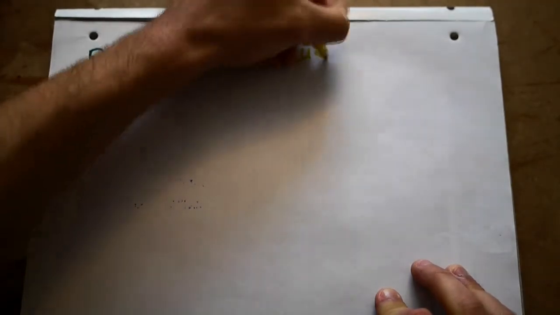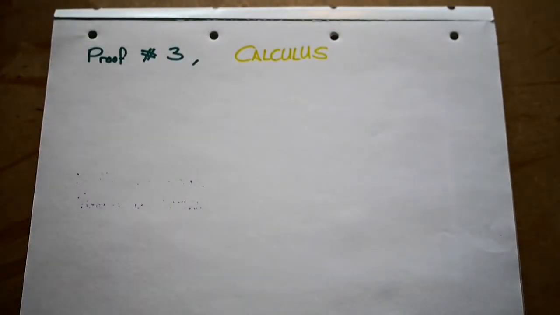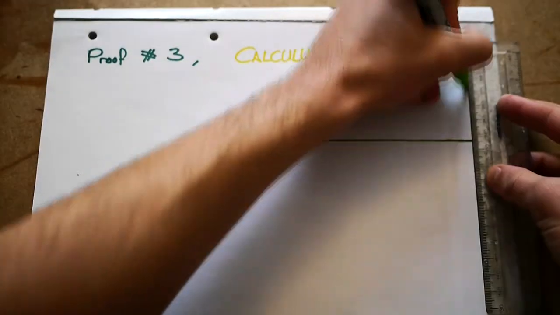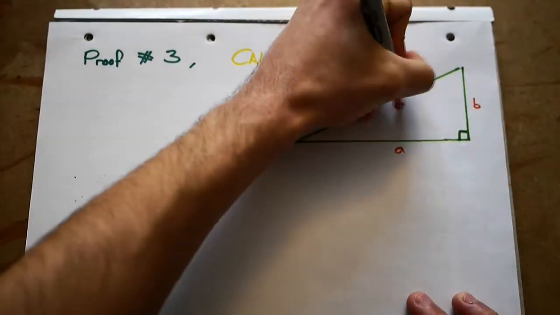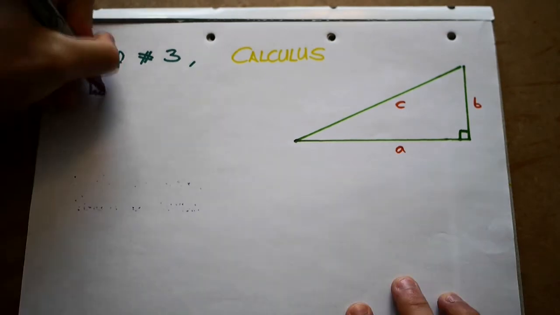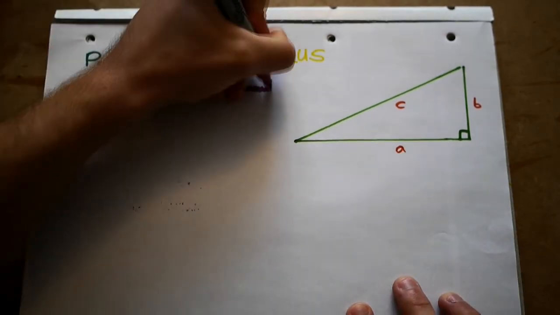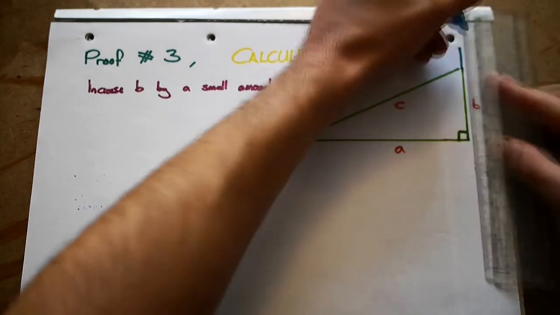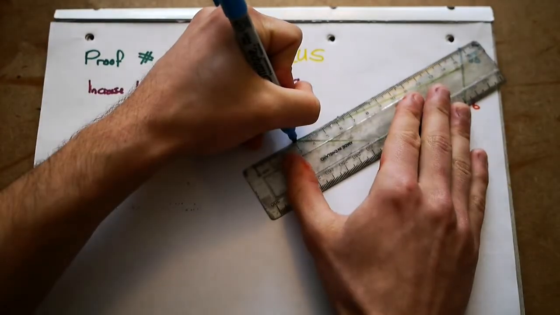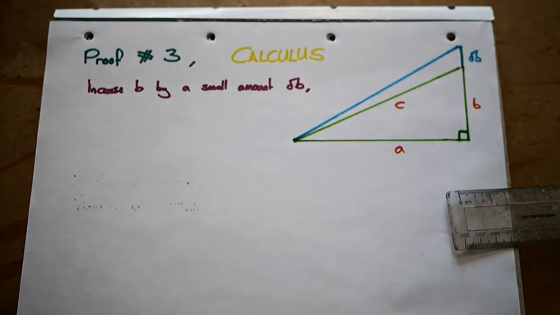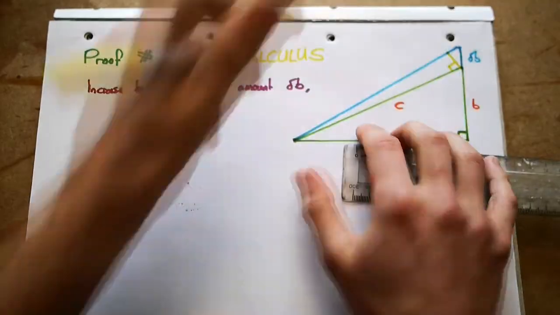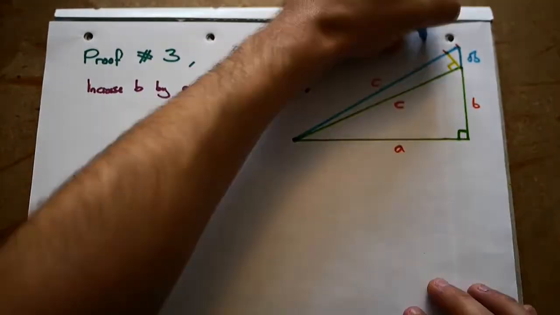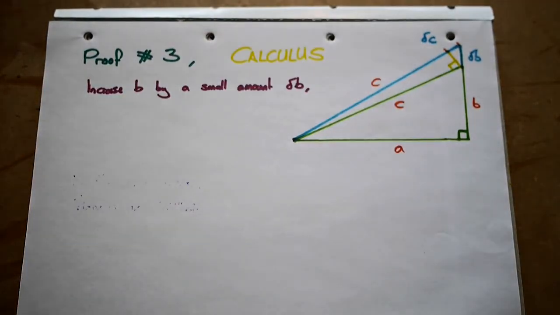The third proof I'm going to give is based on calculus. Calculus is the study of how systems change when you vary parameters. First take our right-angled triangle with sides a, b, and c. Now I'm going to increase b by a small amount, delta b. In order to keep this a right-angled triangle, c must also change by a small amount, delta c. We see the original length c lies here, and the extension delta c here.